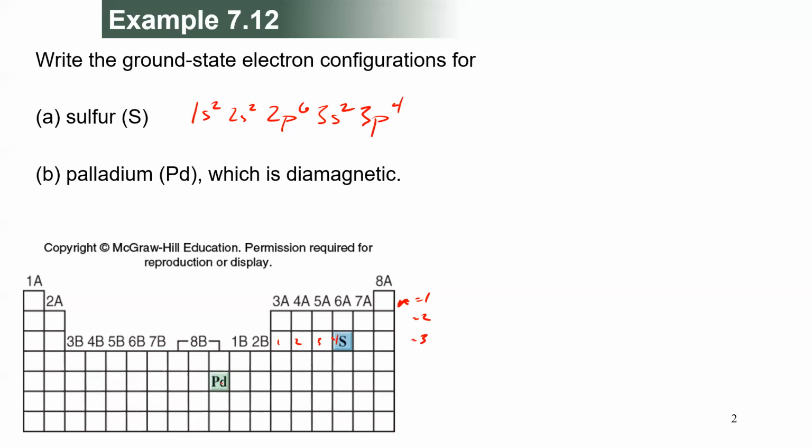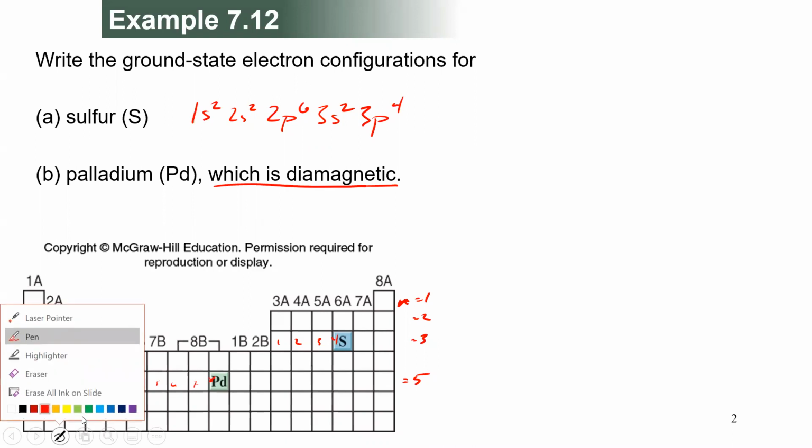For palladium, he's in a D block, and he's in n equals 5. So that means that he's in the 4d, and he has 1, 2, 3, 4, 5, 6, 7, 8 electrons. But it gives us a little hint here. Palladium is diamagnetic. Diamagnetic means that everything's paired, or that we have some unpaired left over? Everything is paired. Yeah, diamagnetic means everything's paired up.